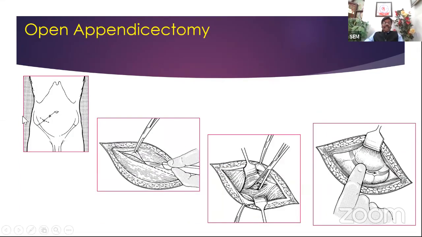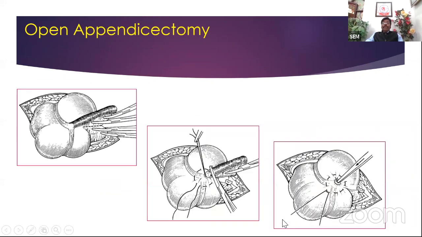A gridiron or a Lanz incision is made under spinal anesthesia. We divide the external oblique aponeurosis. Then we split the transversus abdominis and internal oblique muscle. Then we divide the peritoneum to expose the appendix.